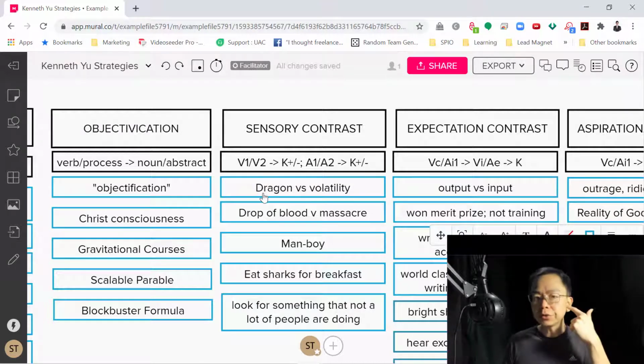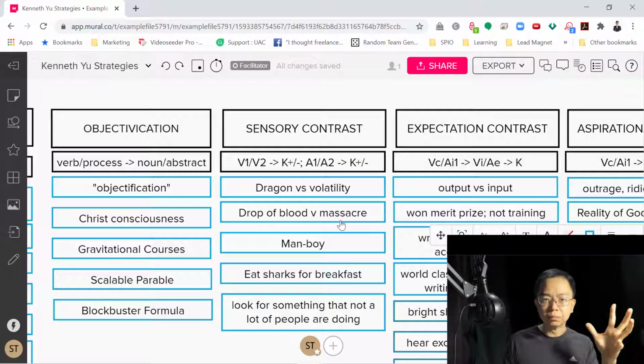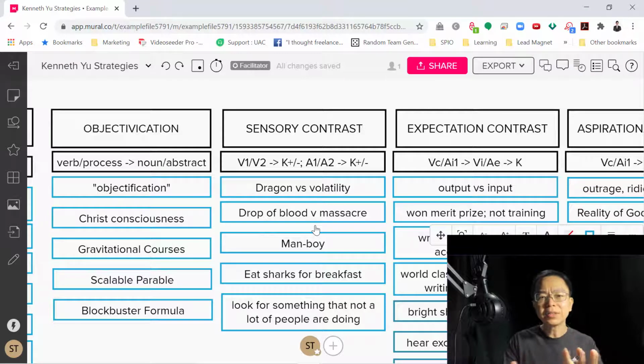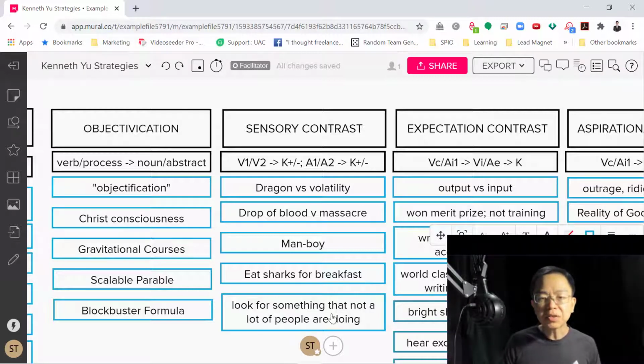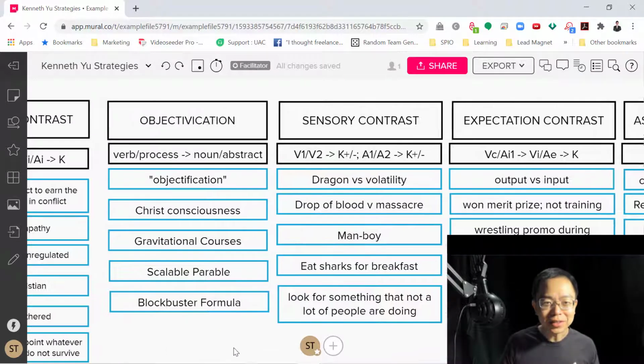So dragon, so auditory, versus volatility, right? Drop of blood, visual. Massacre, right? Man, boy. Well, man and boy are two contrasting images in the first place, but the fact that he used man, boy creates a little bit of humor, right? Eat sharks for breakfast. Wow. Visual image, large, versus your average breakfast. Look out for something that not a lot of people are doing. This is a little bit of a hypnotic trance because it's like, I need to look for what you cannot see. It's ironic, but V1, V2. Okay, so that's sensory contrast.